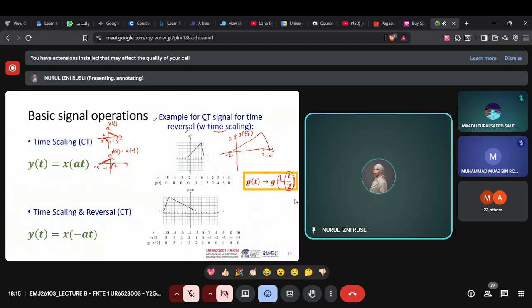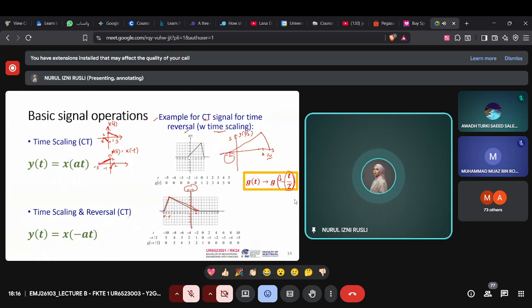Now, because you need to change to time reversal, you have the negative sign. So you just mirror with this axis. That's why instead of minus 2, you got 2 here. Instead of 10, you got minus 10. And the peak here at somewhere at 8 is now going to be minus 8. So that's why your signal now looks like this. Somewhat you mirror at the vertical axis.